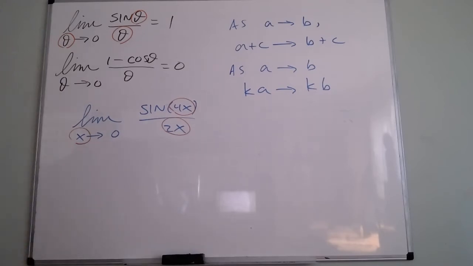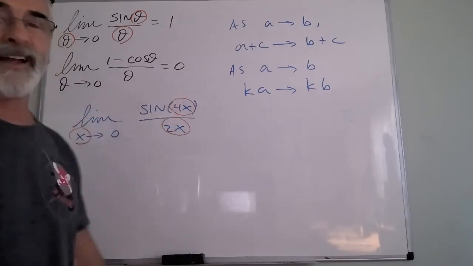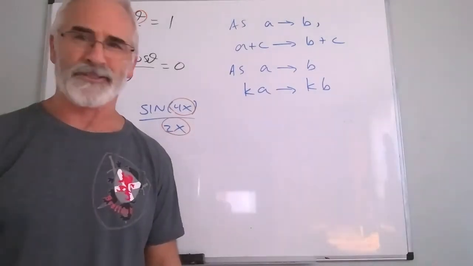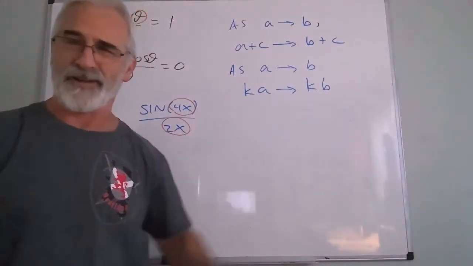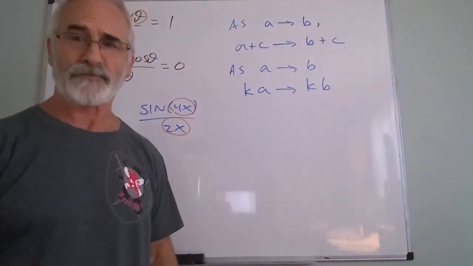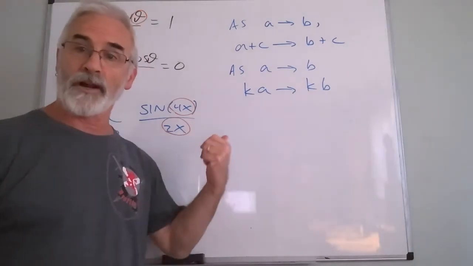So let's see. I've got sine of 4x. I don't really want to try to expand that, using different identities. That would be really difficult. So instead, let's call 4x our theta.